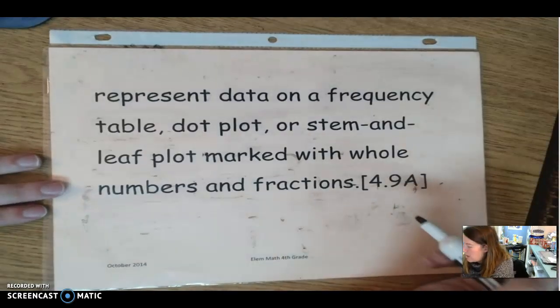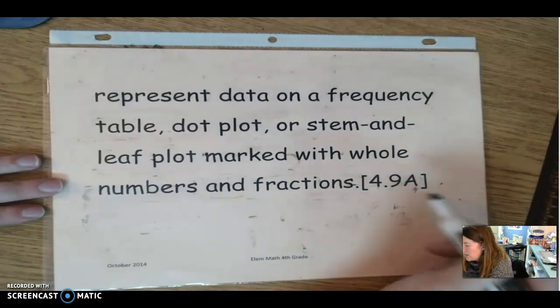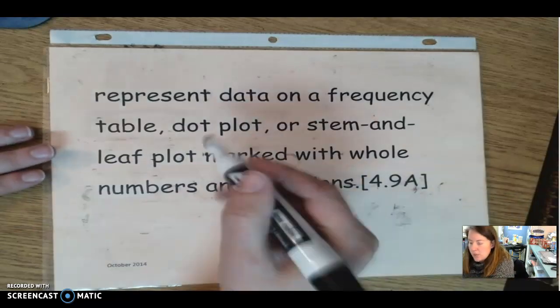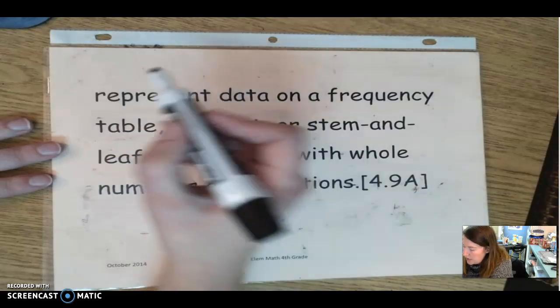Hey guys, so this is our math TEK for today. So it's 4.9A and it says represent data on a frequency table, dot plot, or a stem and leaf plot marked with whole numbers and fractions. So we started this one on Tuesday.